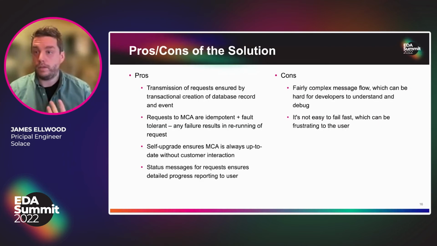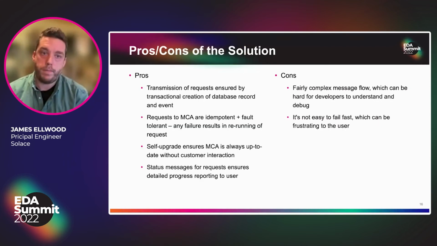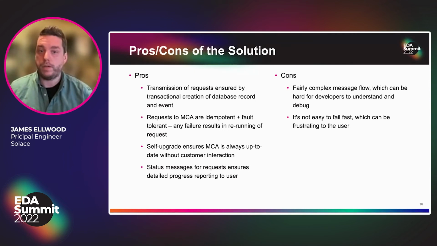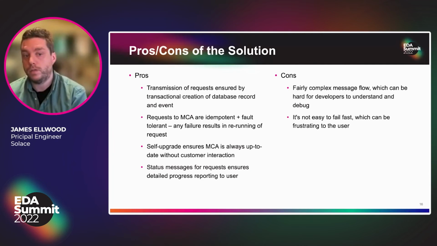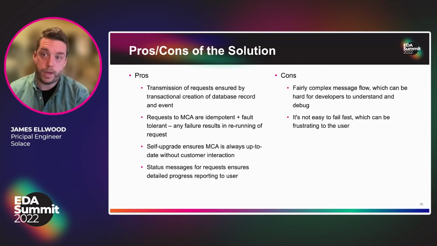So there's some pros and cons of the solution. It's great because transmission of requests is ensured by the transactional creation of the database record and the event at the same time. Requests to the MCA are idempotent and fault tolerant. So if the MCA dies, it can come back up and just continue what it was doing. Self-upgrade makes it much, much simpler to manage the software for the MCA, and we don't have to ask the customer to update it. And status messages for requests ensures detailed progress is provided to the user.